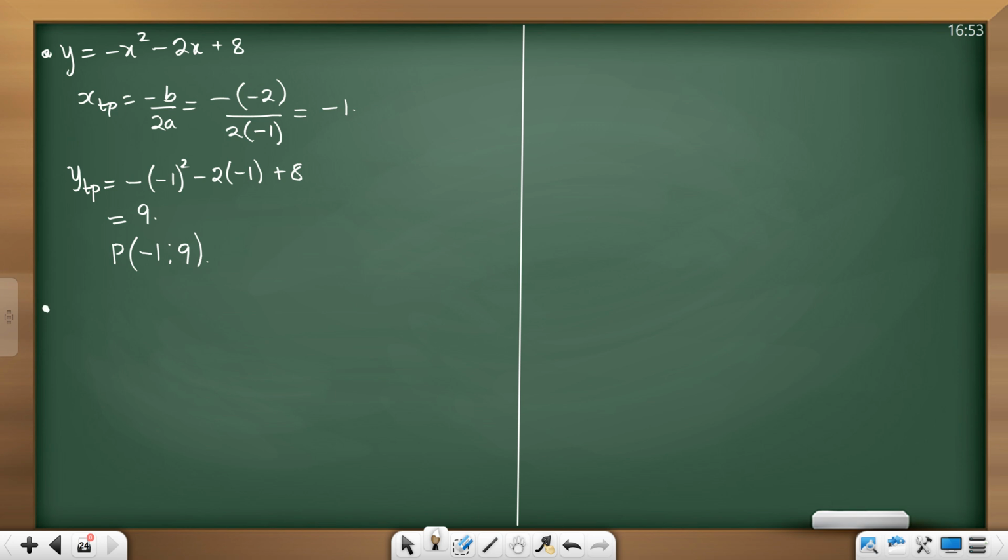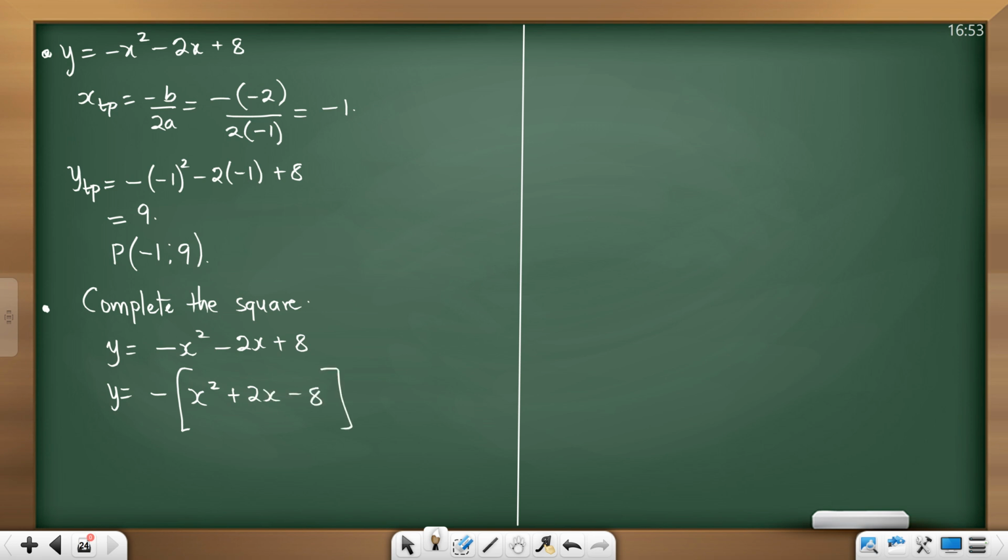Let's try to complete the square and see whether we are going to get that -1 and 9. If you remember my rules, but if you don't remember, I'll remind you. The first rule is that your x squared must be positive. So I'm going to take out that negative. That's my first rule. So you notice all the signs in the bracket have changed, because the rule says the coefficient of x squared must be positive.